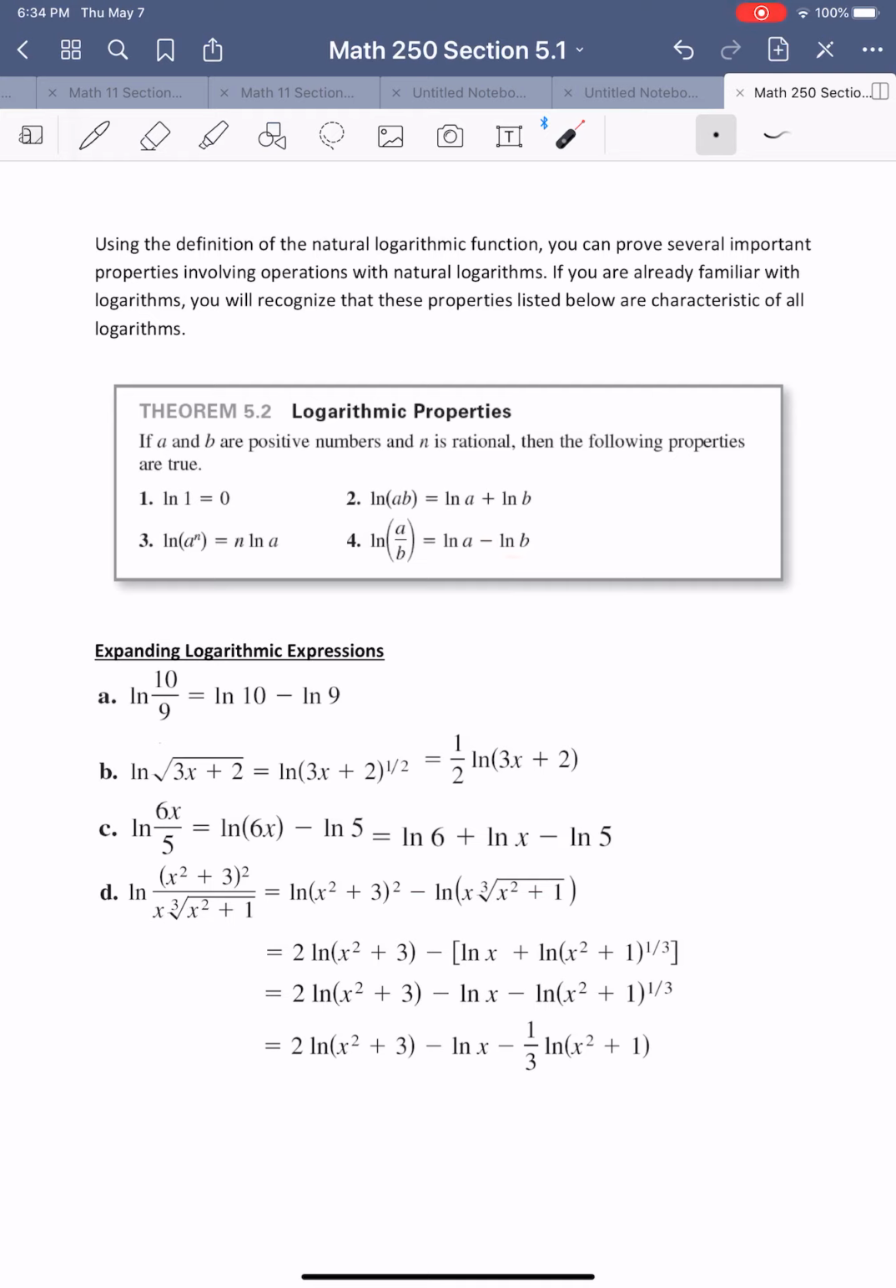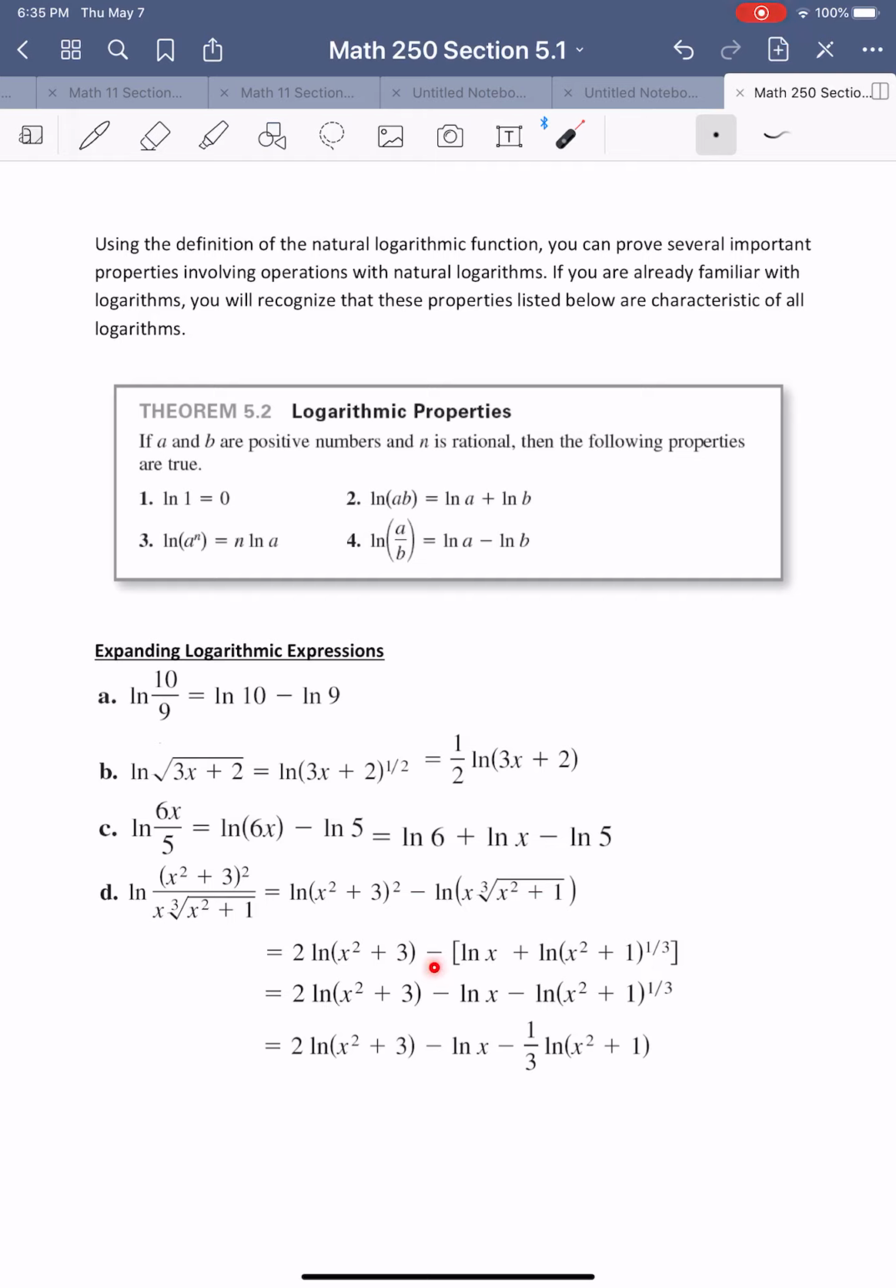Expanding the logarithmic expression: ln 10 over 9 is the same as ln 10 minus ln 9. For ln of the square root of 3x plus 2, we can change the square root to a half power, and then put the half in front as a factor times ln of 3x plus 2. You can also split ln of 6x over 5 as ln 6x minus ln 5, and 6x as a product gives the sum of two logs. Then for ln of this form, you can split it as a quotient, as a difference. There's a power 2 we can pull to the front, and ln of x squared plus 3, but there's nothing you can do about this one.